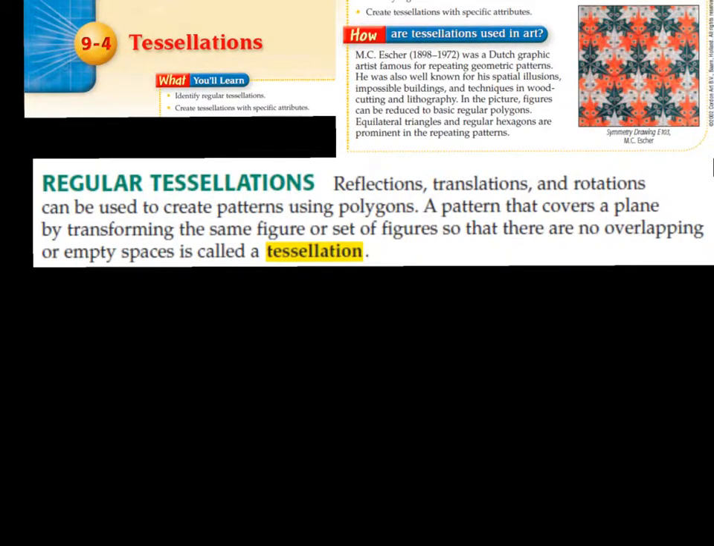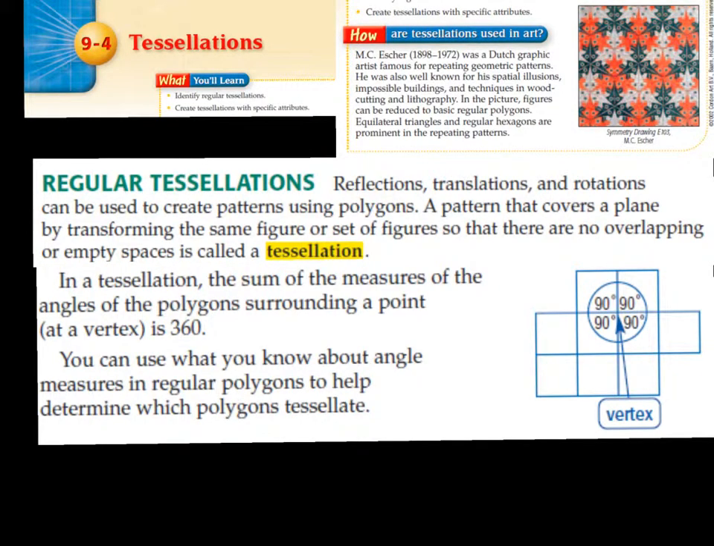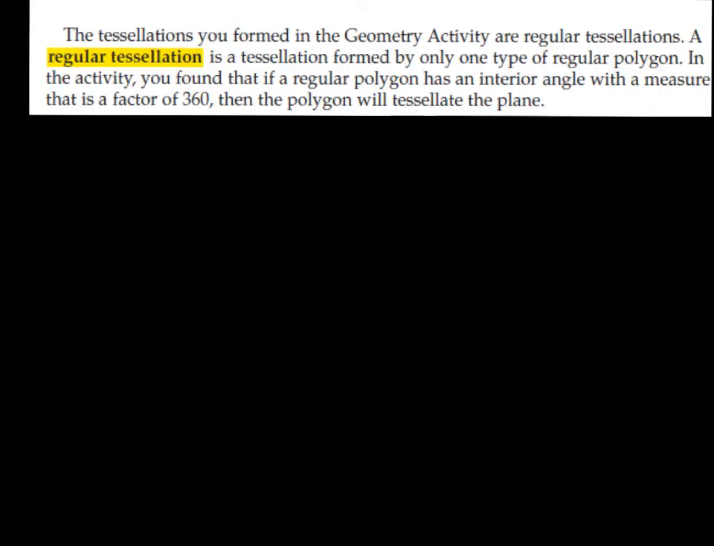A pattern that covers a plane by transforming the same figure or set of figures so that there are no overlapping or empty spaces is called a tessellation. In a tessellation, the sum of the measures of the angles of the polygons surrounding a point at a vertex is always 360. You can use what you know about angle measures and regular polygons to help determine which polygons tessellate. A regular tessellation is a tessellation formed by only one type of regular polygon.